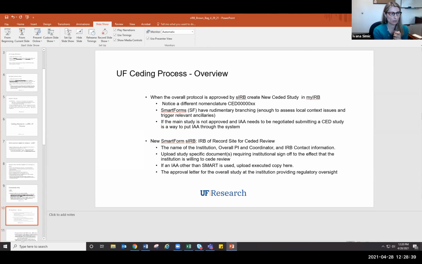On that page, we also ask you to upload any IAAs, unless it's a SMART IAA. In that case, all we need on that page are study-specific reliance documents that typically involve flexibility agreements, different local context checklists, in general, study-specific documents that that institutional official or his designee have to sign off on in order for the institution to seed review. And of course, we would need the approval letter for the overall study from the IRB of record. So in essence, a prerequisite for submitting a seeded study at UF is that the overall study has been approved by the IRB of record, unless you have to put an IAA through the system for negotiation.